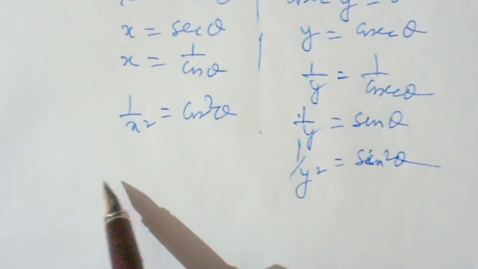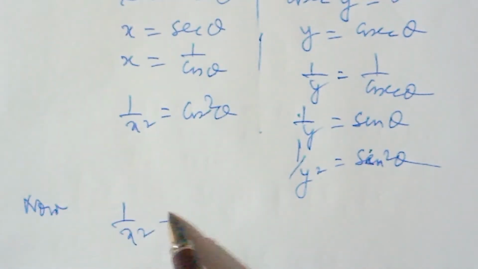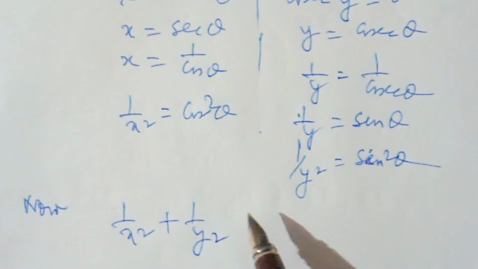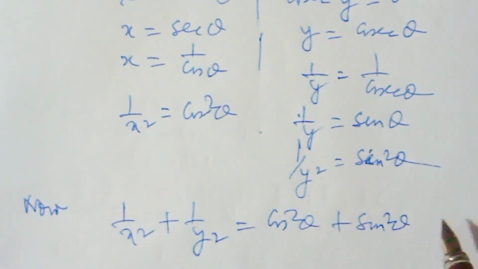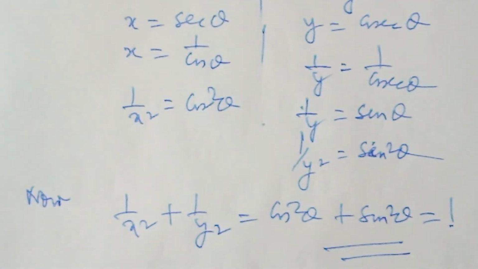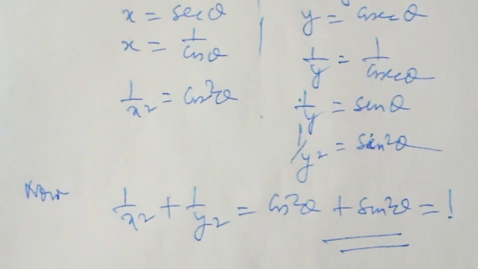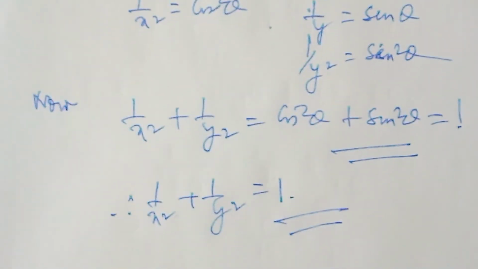Now 1 by x square plus 1 by y square is equal to cos square theta plus sine square theta is equal to 1. This way we can prove. Therefore 1 by x square plus 1 by y square equals 1. So it's proved.